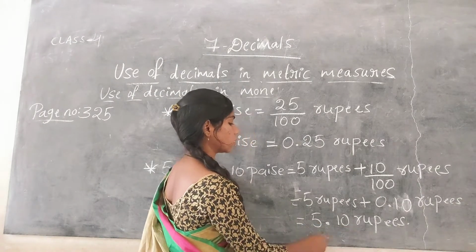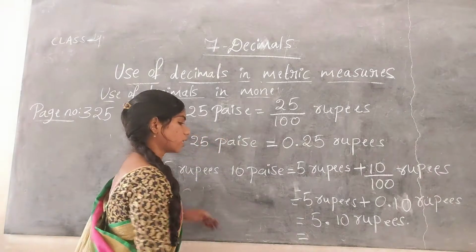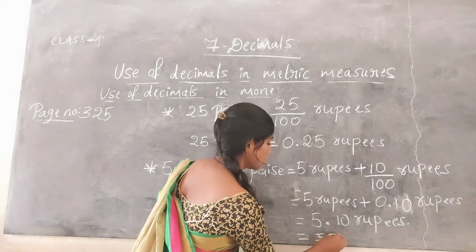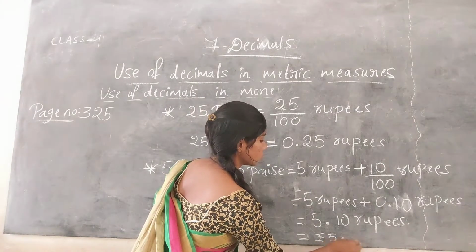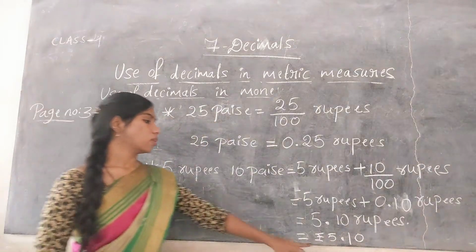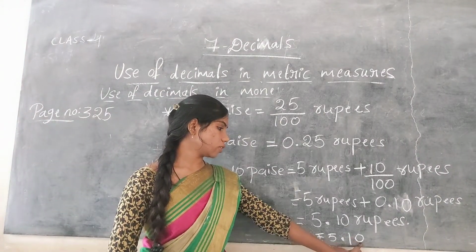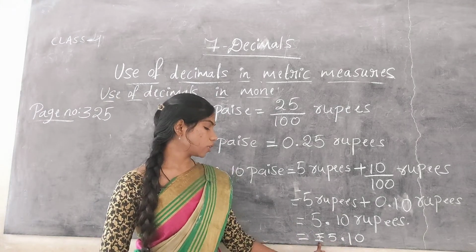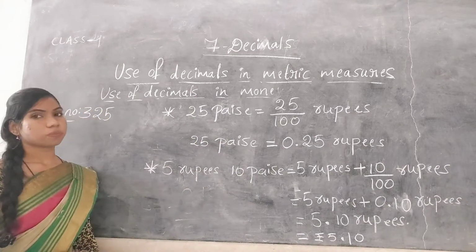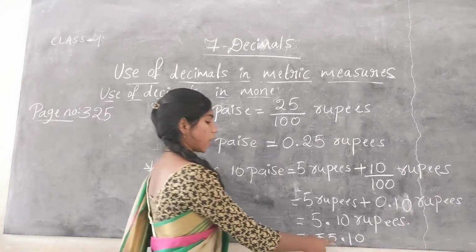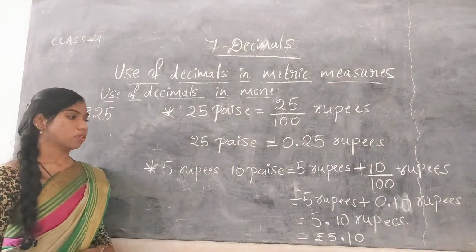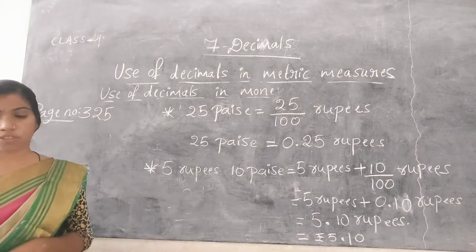5 plus 0.10 rupees is equal to 5.10 rupees. Symbolically we can write it as: first put a rupee symbol, then write 5, then put a decimal point, then write 10. So the answer is 5 rupees 10 paise. Write down this in your classwork.